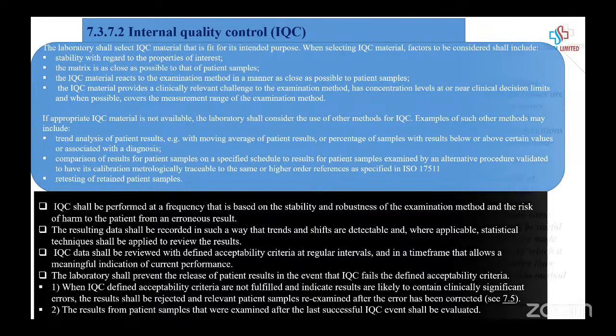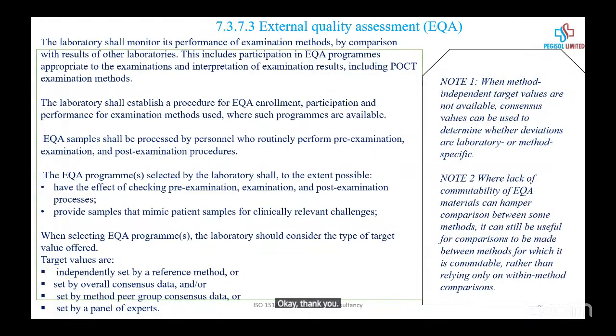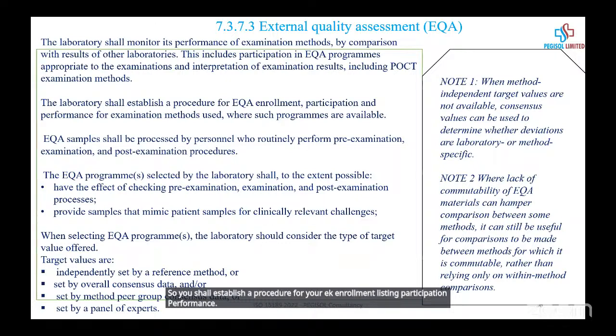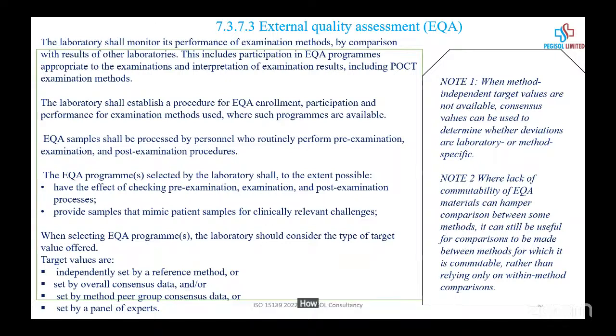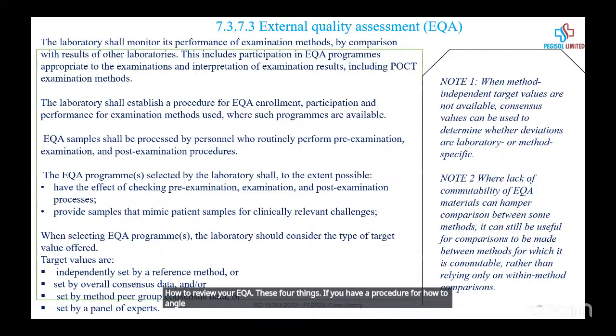Okay, thank you. So 7.3.7.3 talks about external quality assessment, which is EQA. You shall establish a procedure for your EQA enrollment, participation, performance, and how to review your EQA. These 4 things: you should have a procedure for how to enroll, how to participate, how to perform the EQA, and how to review the EQA.